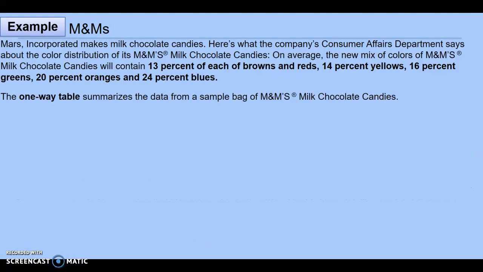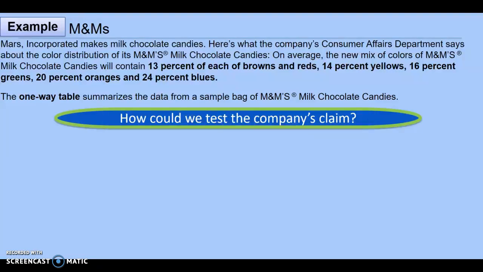So if we look at the first example here, we are looking at a claim from milk chocolate candies, and they're claiming that 13% of them will be brown and red, 14% yellow, 16% green, 20 orange, and 24 blue. Given some data here, we have to decide how are we going to test the company's claim. So let's look at some data that we have here.